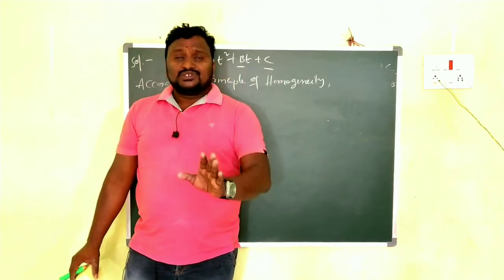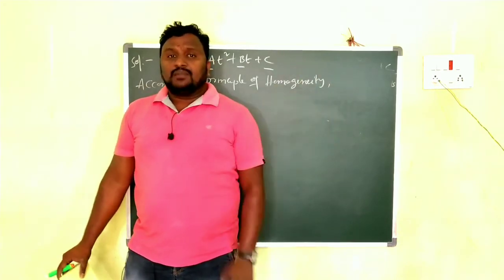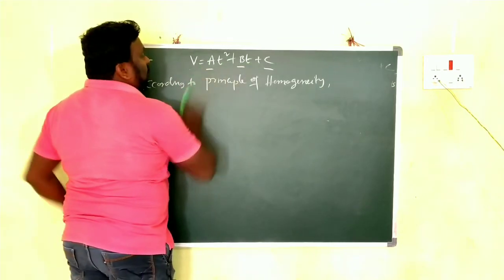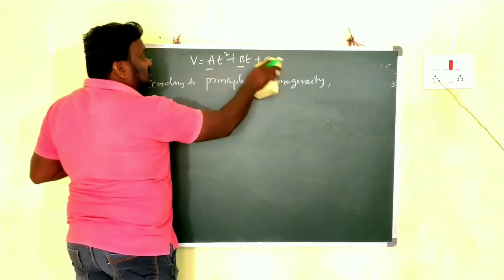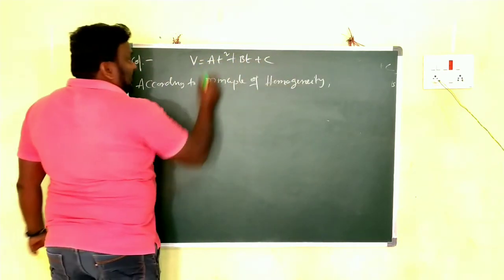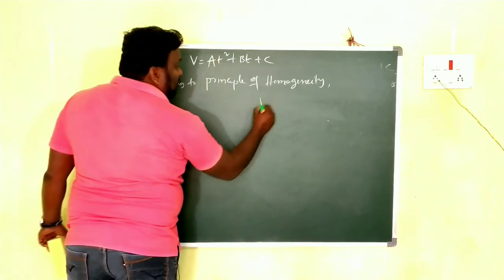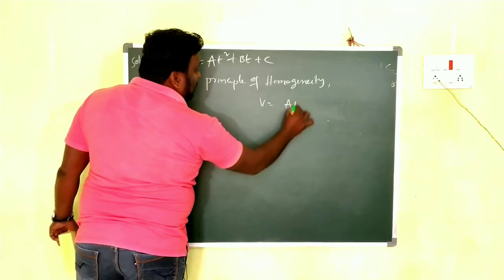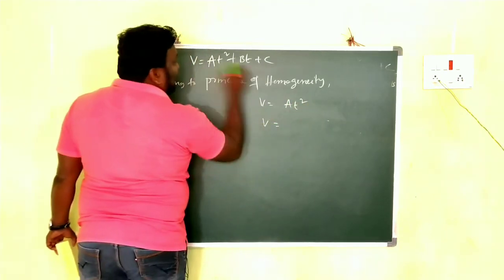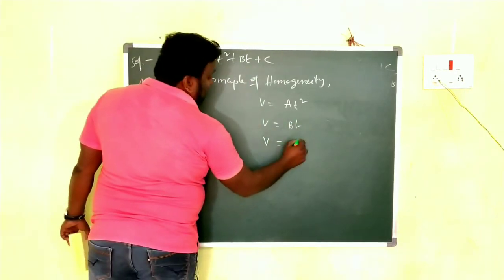According to the principle of homogeneity, when we are doing addition, all terms have the same dimensional formula. Like that, here this equation represents the result of addition. That's why, according to the principle of homogeneity, all are having the same dimensional formula. That means the dimensional formula of V is equal to the dimensional formula of AT square, and the dimensional formula of V is equal to the dimensional formula of BT, and the dimensional formula of V is equal to the dimensional formula of C.